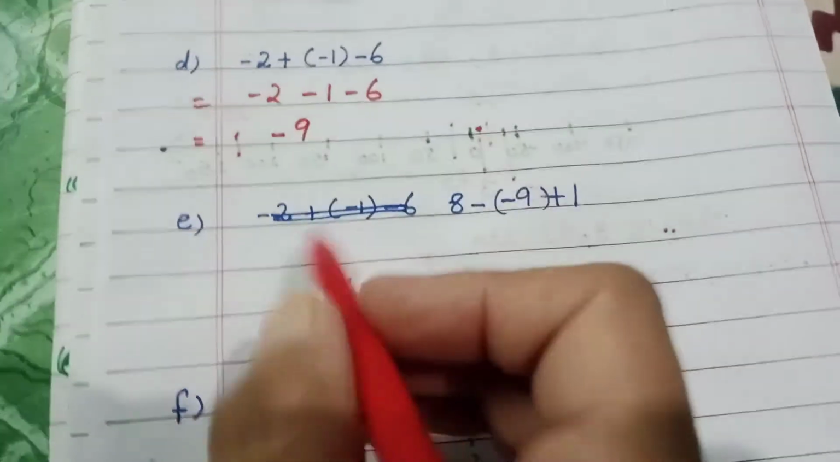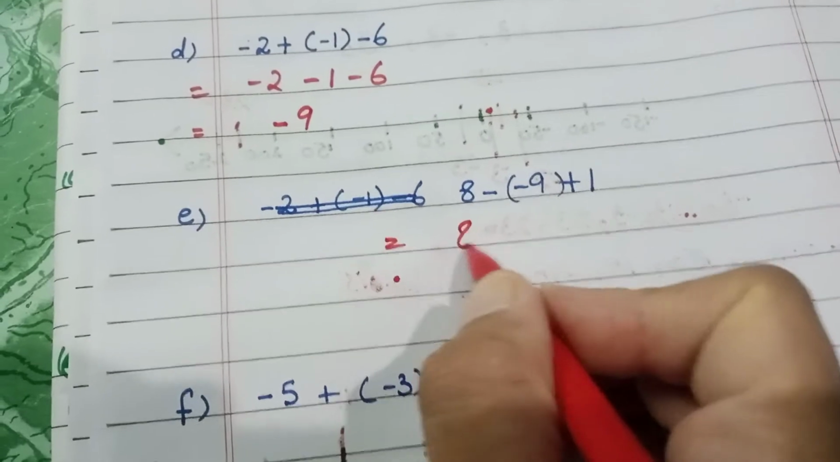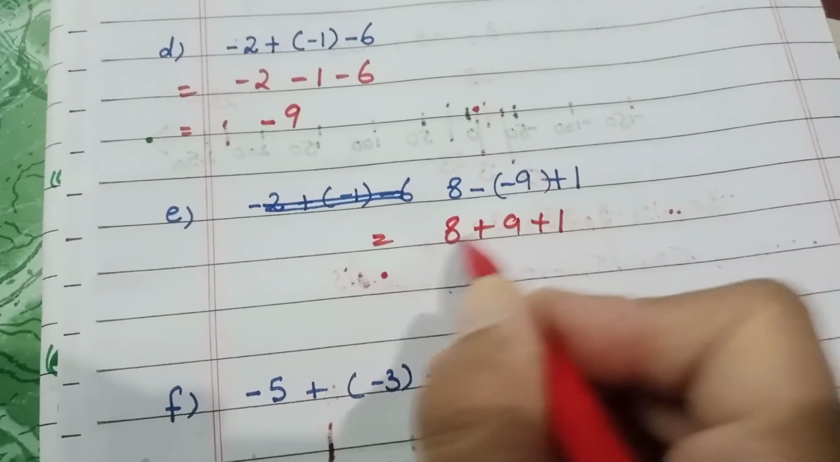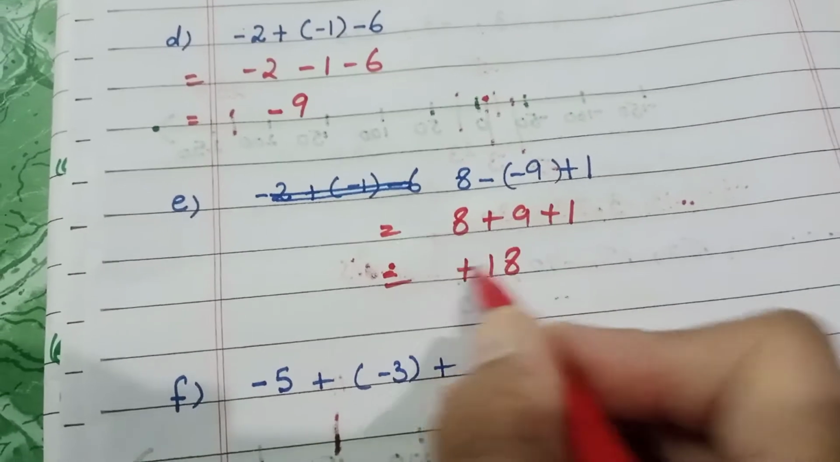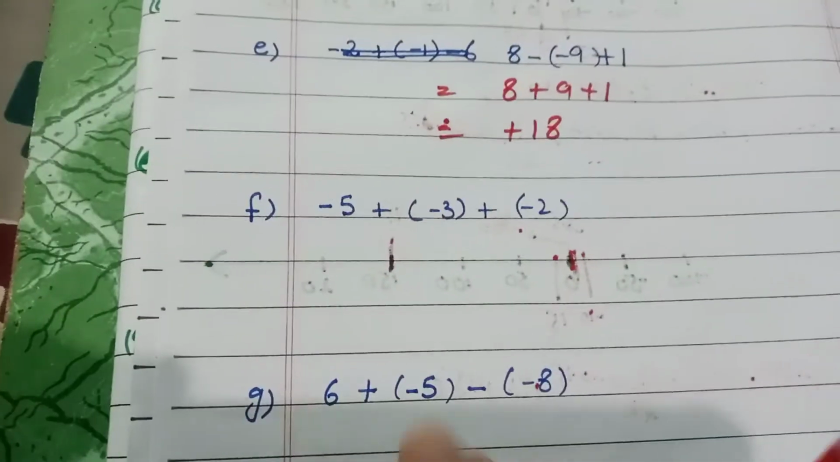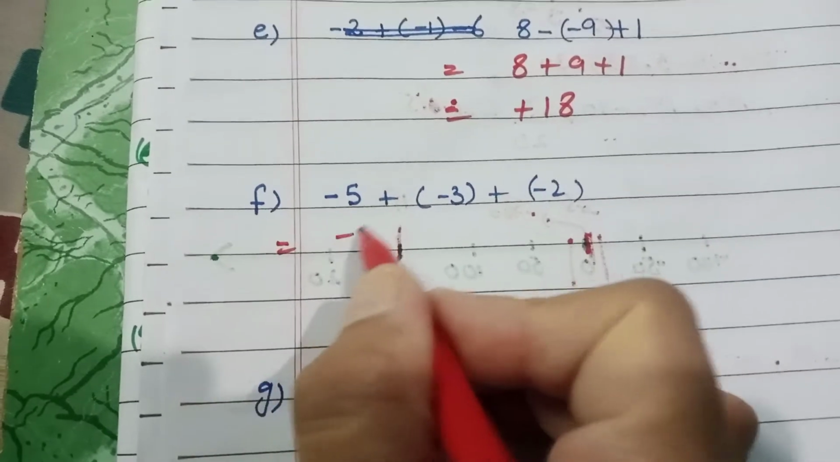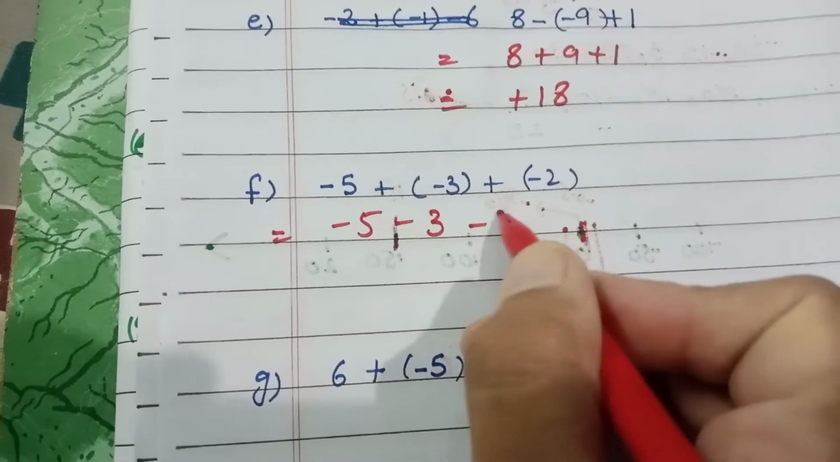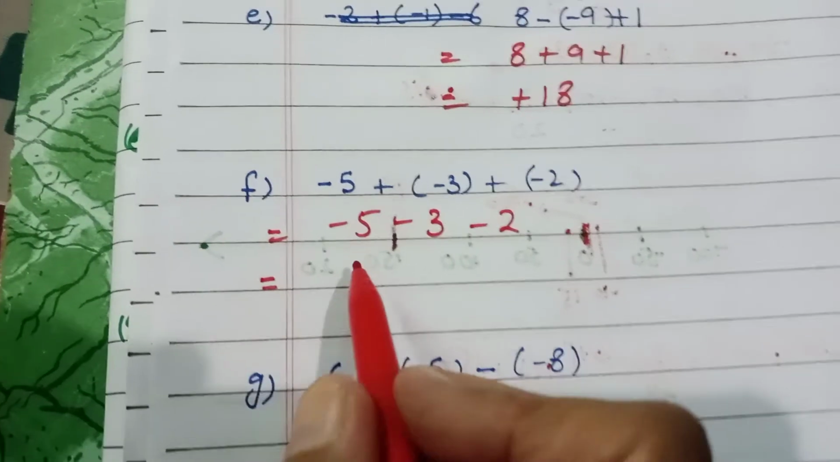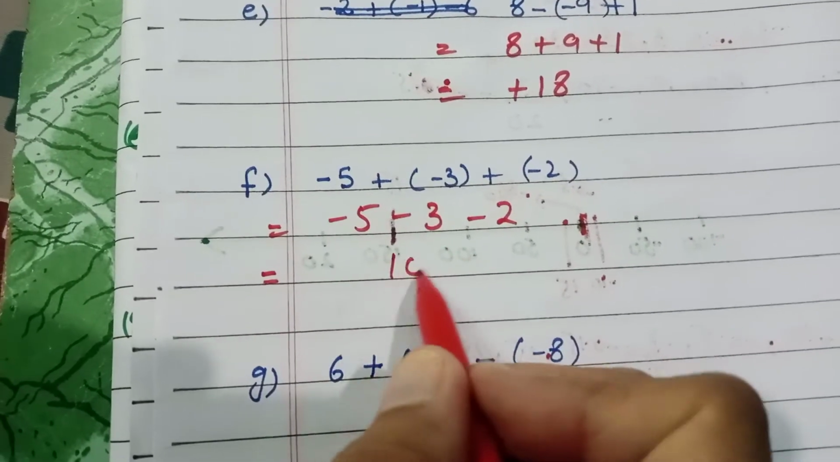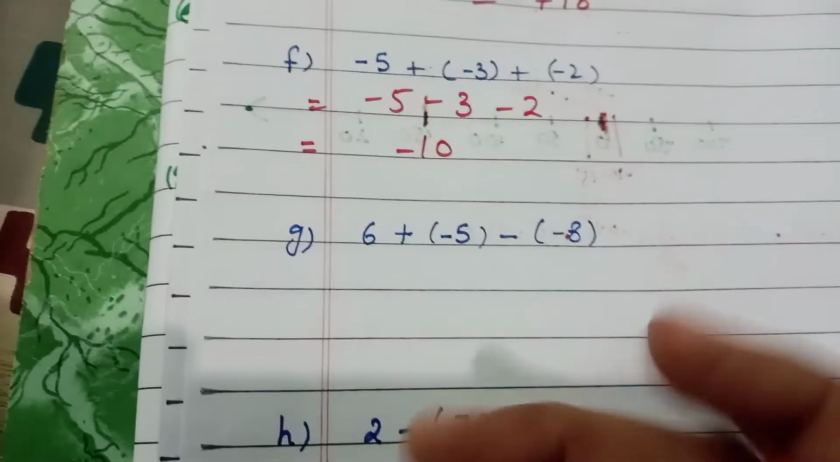Now in E part, these all numbers have plus sign. So we add them and the sign is positive. In F part, these all numbers have minus sign. We add them but the sign is negative.